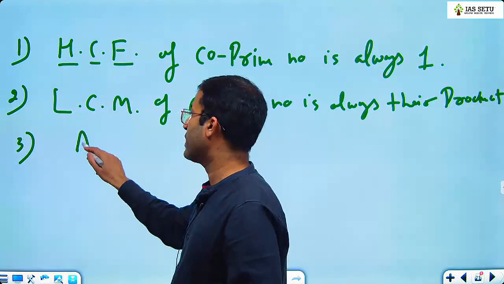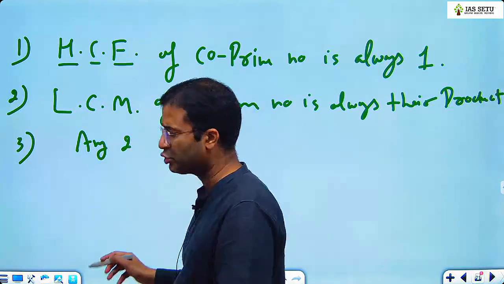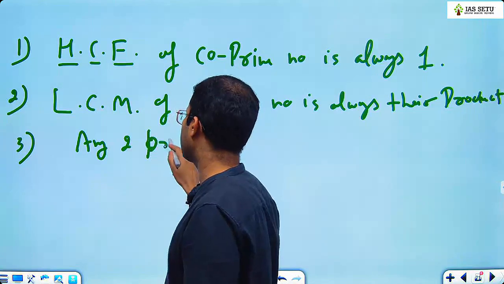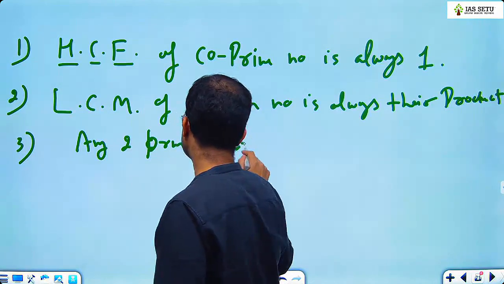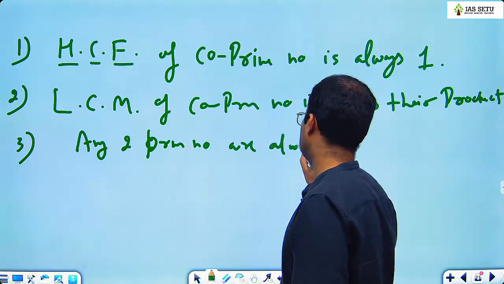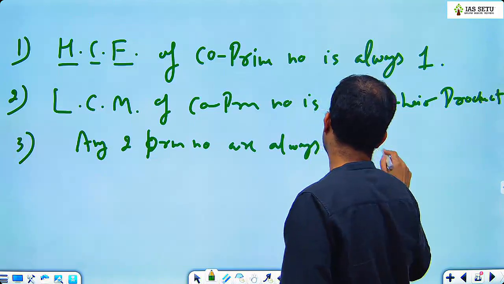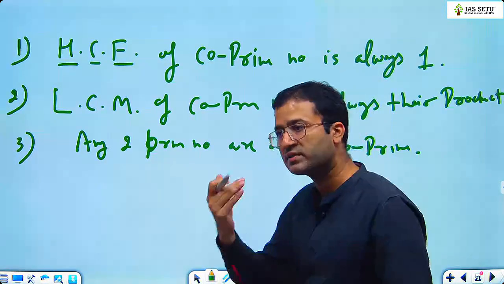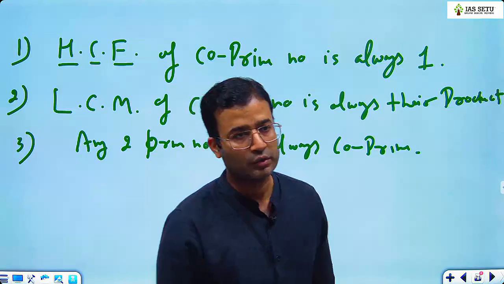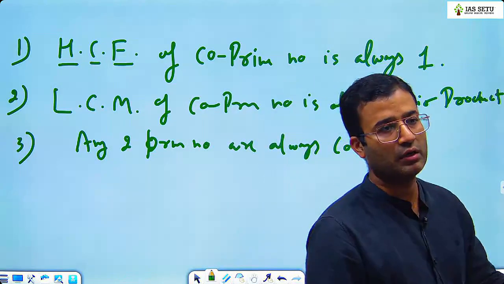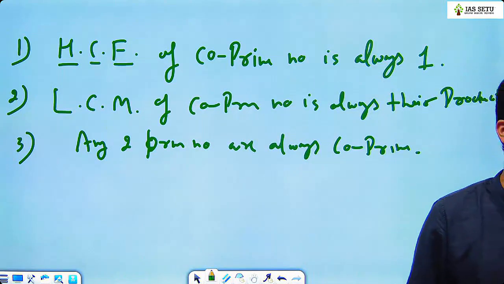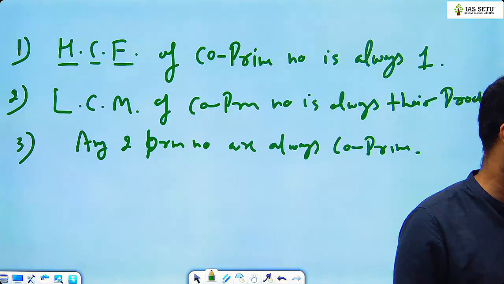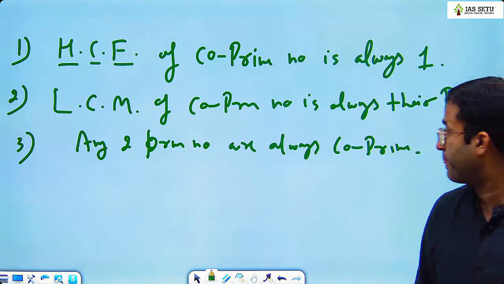Any two prime numbers, ये पहले भी लिखवा चुका हूं वैसे. Any two prime numbers are always co-prime. मैंने बोला था ना, prime numbers are necessarily co-prime. दुनिया के कोई भी दो prime numbers उठा लो, they have to be co-prime. Any two prime numbers are always co-prime.